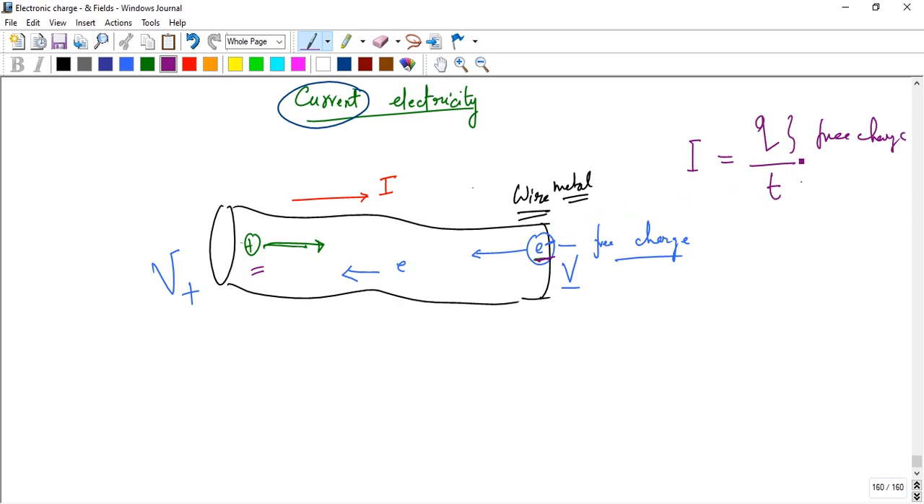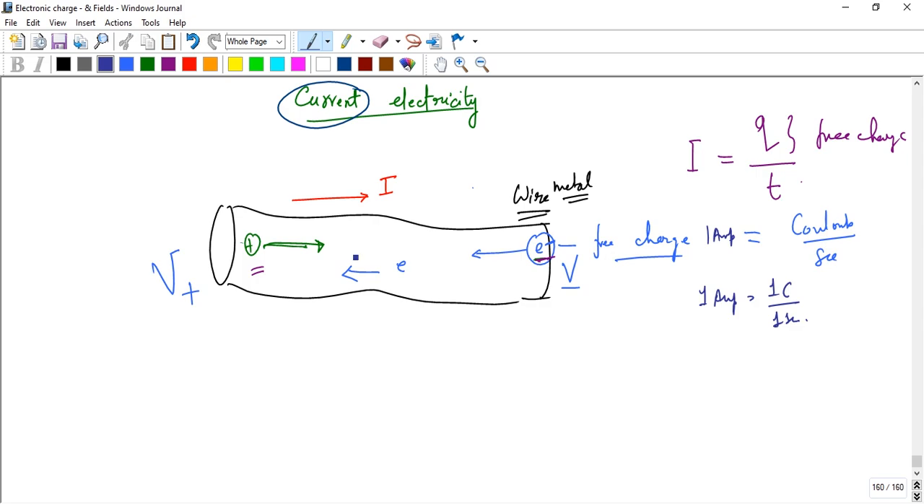So I equals Q by t, the basic equation we know from class 9 and 10, and that is very common. Q is the free charge and t is time. So the SI unit is coulomb per second, and we get the ampere. 1 ampere equals 1 coulomb per 1 second. If 1 coulomb of charge moves from one end of a conductor to the other in 1 second, then 1 ampere of current is flowing through that conductor. That's the basic definition of 1 ampere.